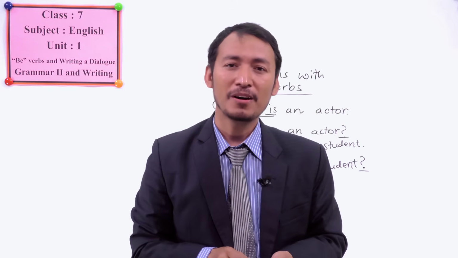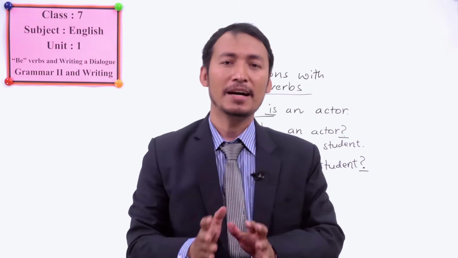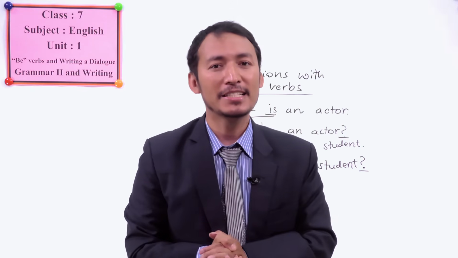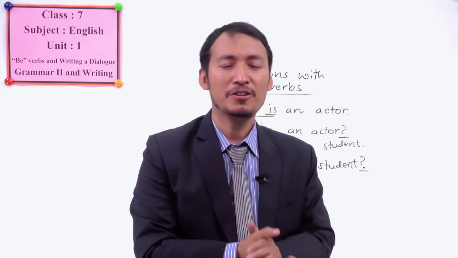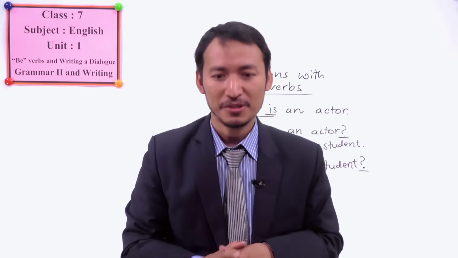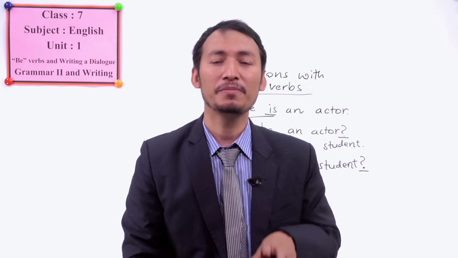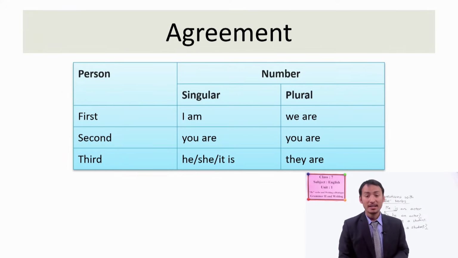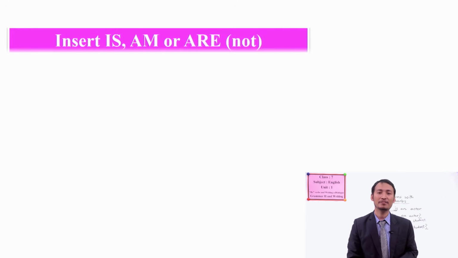Be verbs are helping verbs. Be verbs are auxiliary verbs. They are very helpful verbs for making questions and negatives in English. We also need to know where to use them appropriately according to the subject. That is the most important thing. Here I have shown you earlier that we have certain relations between the subject and the be verb. For example, subject I takes am, you takes are, he, she, it takes is, and they, you, we take are as the be verb. Okay, students, these are the things that we need to learn.